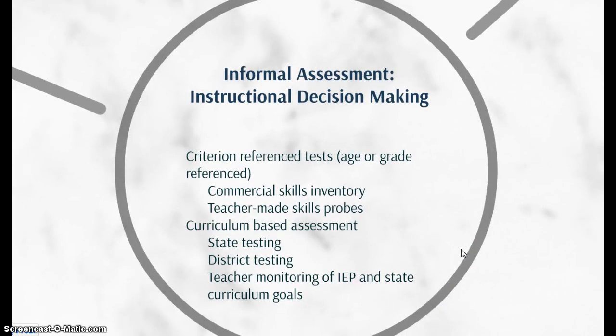Informal assessment is another part of what we do in special education. We do first what are called criterion reference tests. These are age or grade referenced. So when it's a criterion reference test, what we're saying is that at a particular age, there are a set of skills you should be able to do no matter where you live, no matter what curriculum you're in. There are commercial skills inventories, in other words, ones that you can buy, that say, here are the math skills everybody needs in 5th grade. There are also teacher-made skill probes where I say, okay, everybody needs to add, subtract, multiply, and divide, and so I'm going to do these skill probes to get at addition, subtraction, multiplication, division.